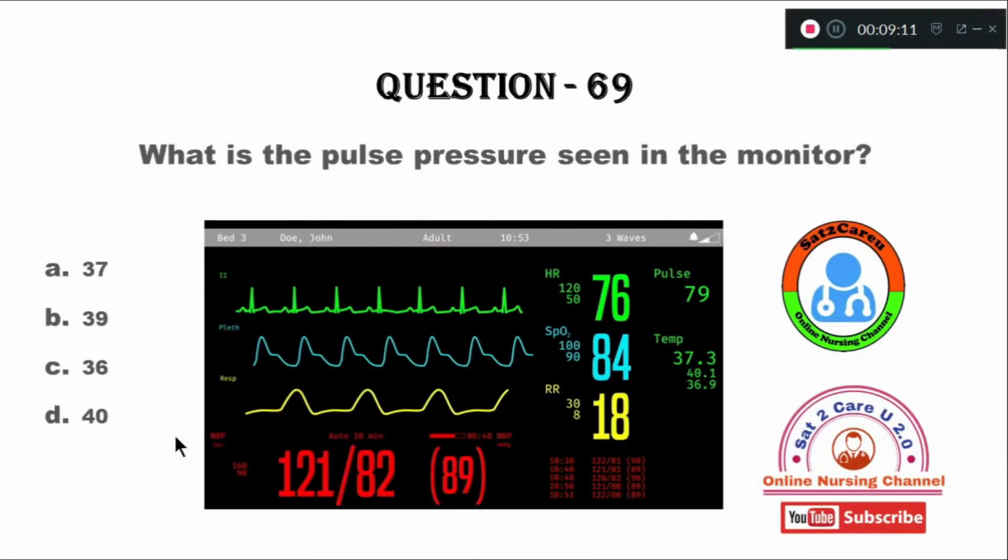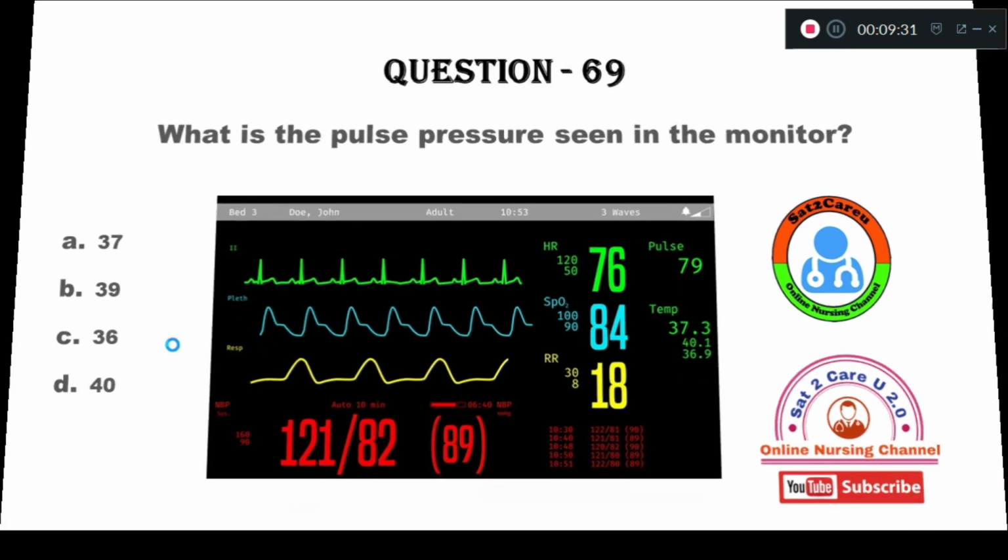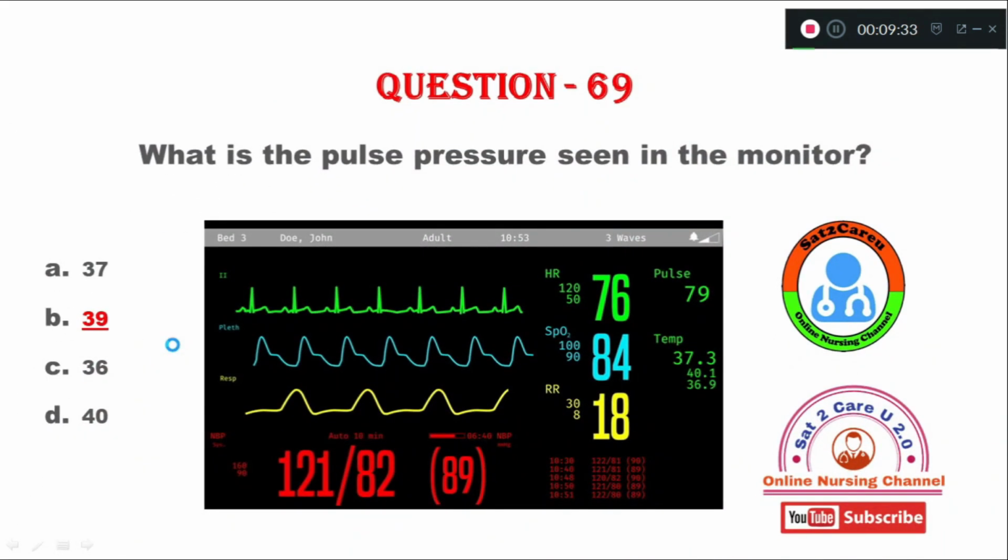Question number 69. You are reading the reading of this monitor. After reading, just tell what is the pulse pressure in the monitor. Option A, 37, B, 39, C, 36. Option D, 40. The pulse pressure, the difference between systolic and the diastolic pressure, is option B, 39 is right here.